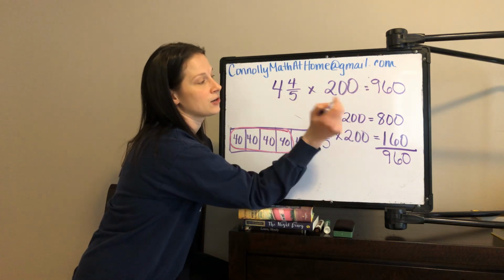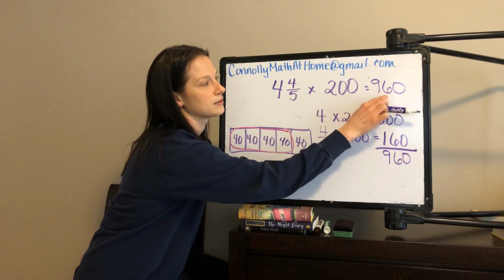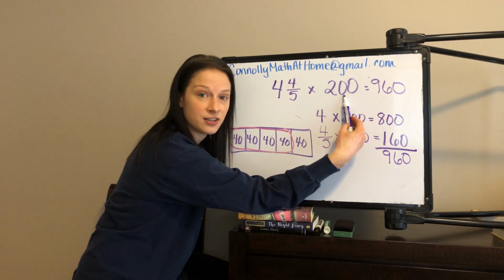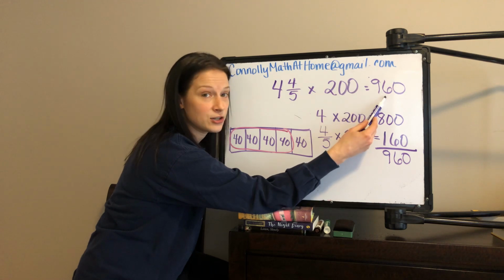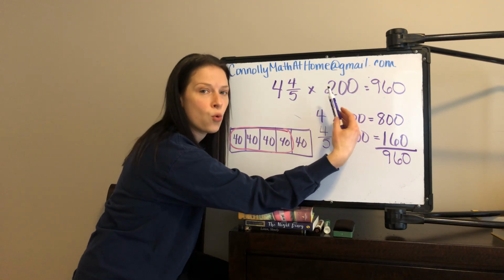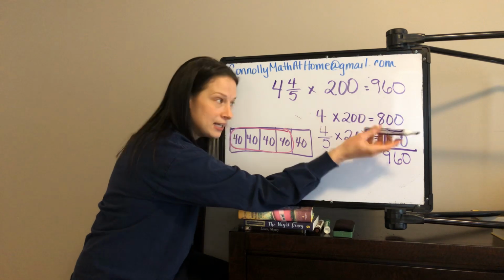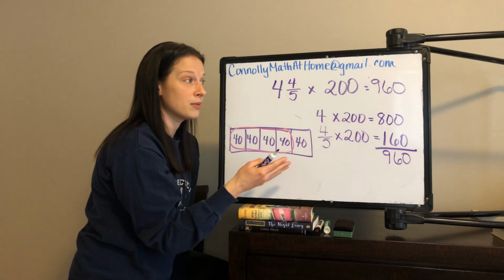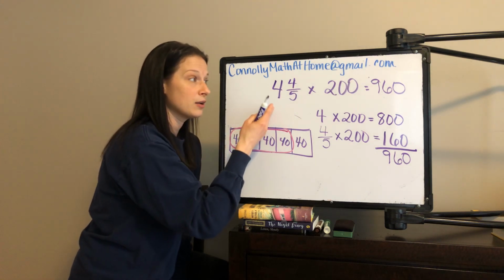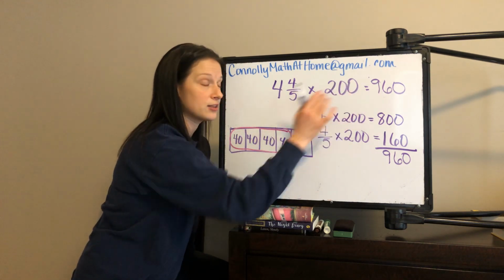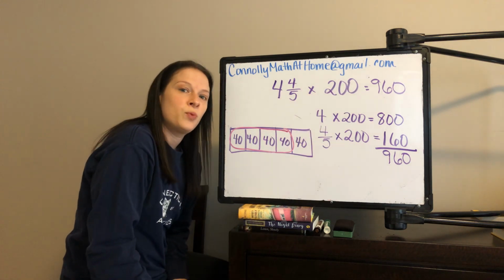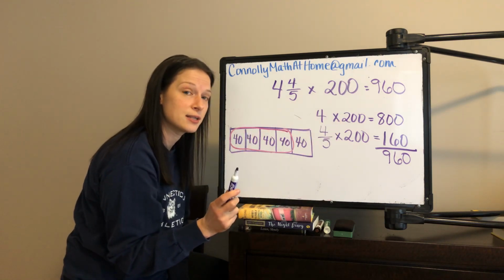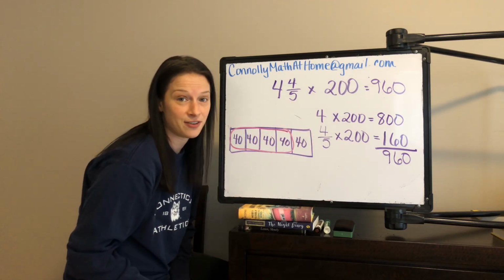And then finally, you're going to think about this. Is my product greater than or less than this factor? You can see that 960 is greater than 200. Why is that happening today, even though we have these fractional parts that we're multiplying by? How come when we have the mixed number, we get a product that's greater than this factor, and yesterday we got a product that was less than this factor when it was just a fraction less than a whole? That's something we're going to have to discover together.